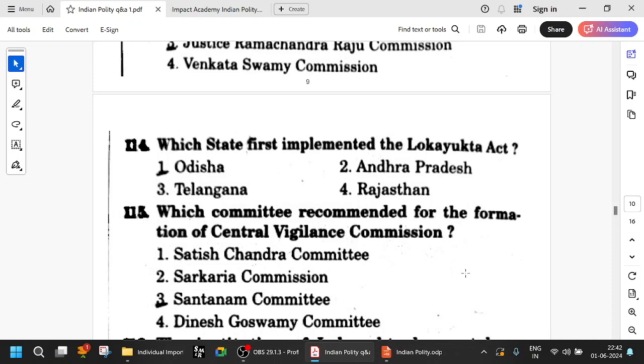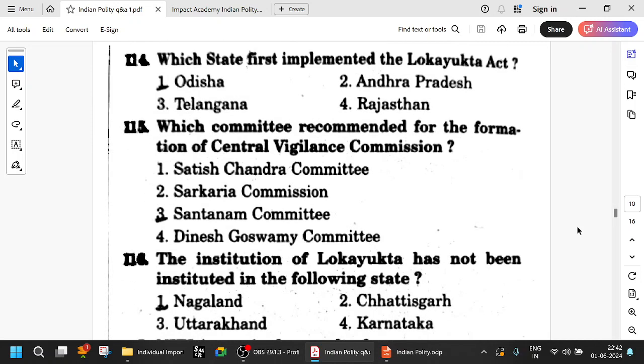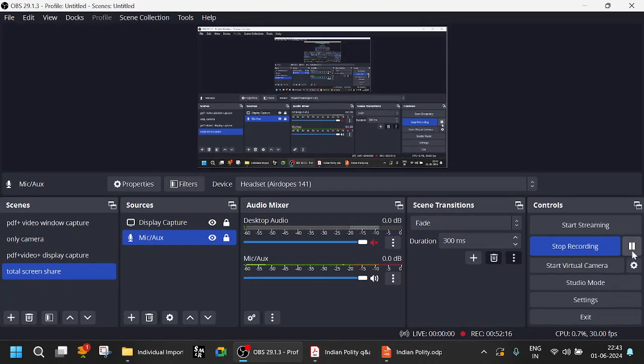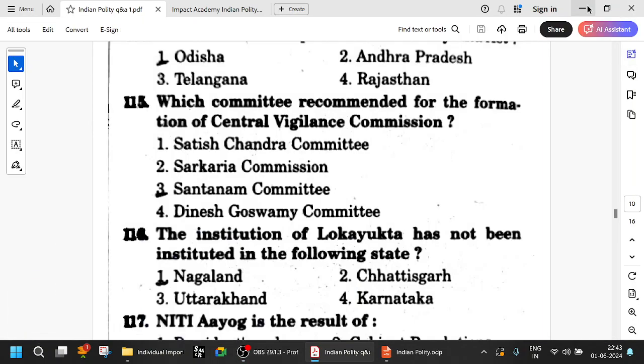Remember that. Which committee recommended the formation of the Central Vigilance Commission? The Santhanam Committee. The Sarkaria Commission, we cross check, was set up in 1983. And the Santhanam Committee recommended the formation of the Central Vigilance Commission.